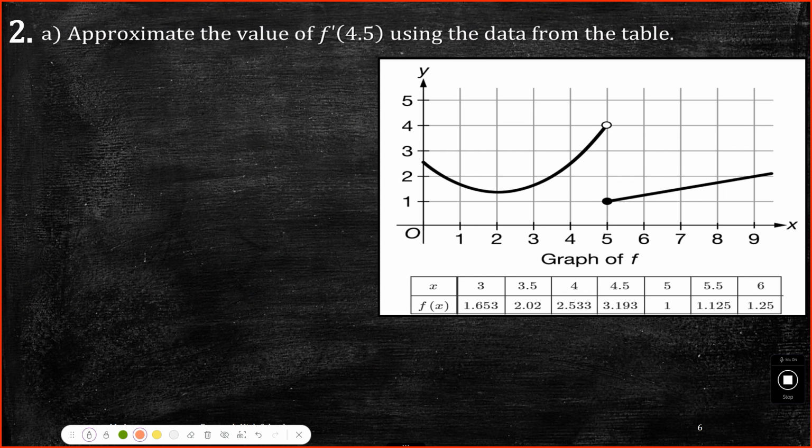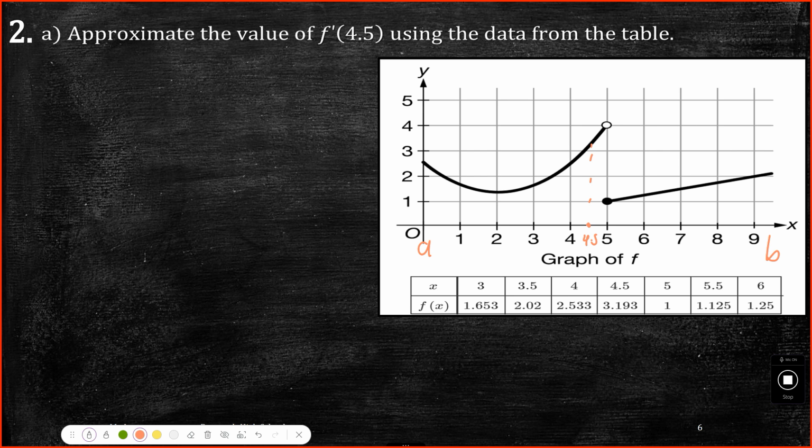Problem number 2, approximate the value of the rate of change at 4.5 using the data from the table. Well, you are given a graph as well, and they're not even telling you, because they're assuming that you know that on this interval, say from A is 0 to B is 9, there is a jump discontinuity. So you can't find the rate of change exactly at 5, but there's a gap there. There's a jump discontinuity. But even then, we don't care about that. We care about 4.5. 4.5 is here.